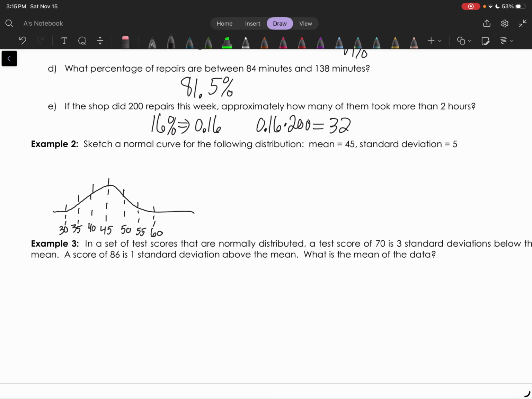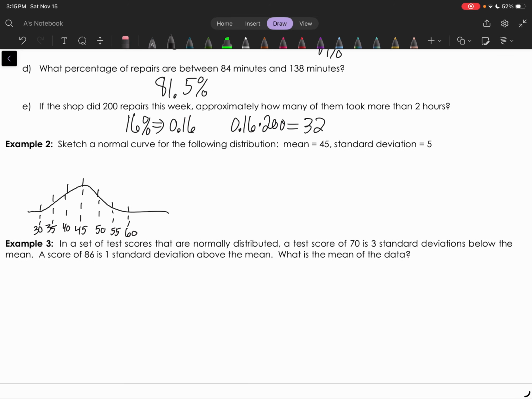Example 3. In a set of test scores that are normally distributed, a test score of 70 is 3 standard deviations below the mean. A score of 86 is 1 standard deviation above the mean. What is the mean of this data? Now, this problem can be a little bit tricky. I'm going to give you this hint, and then I'm going to ask you to try it. Draw the bell curve and put the placement of where your standard deviation lines would be and where your mean would be. That will help you solve the problem. Alright, pause the video and try it.